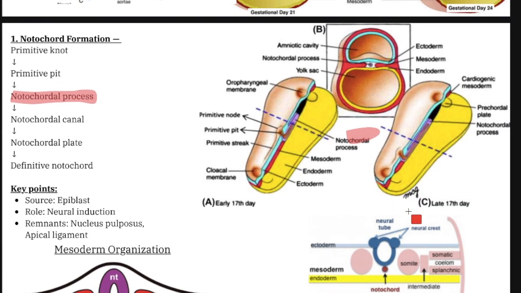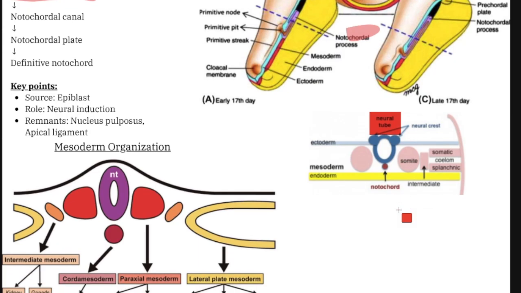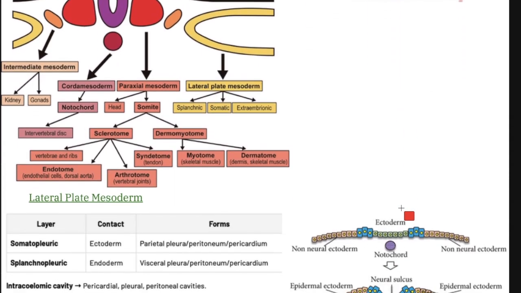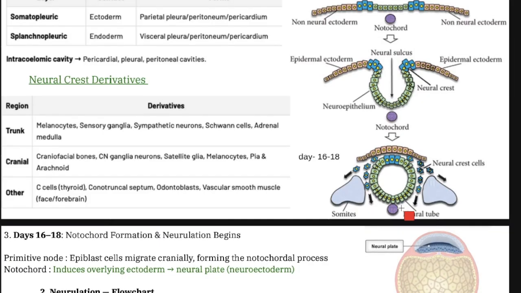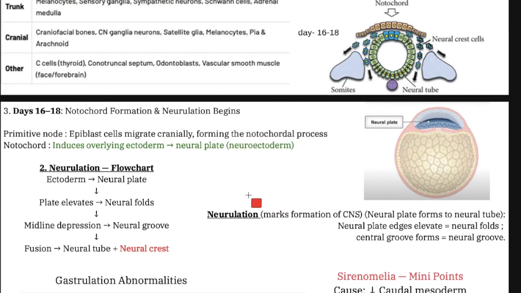As the folds fuse, some cells at the crest of the fold separate to form the neural crest, a remarkable population of cells that will migrate throughout the body to form diverse structures like sensory ganglia, melanocytes, and parts of the skull. During this time, around day 20, the first somites appear.